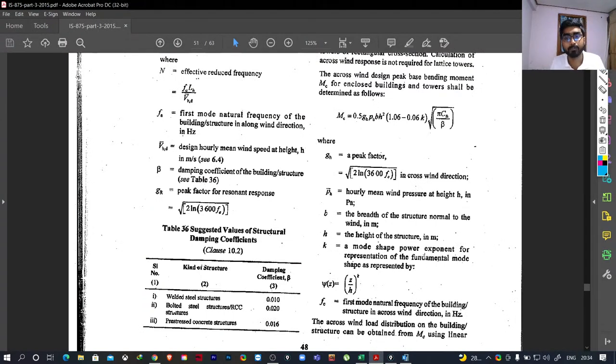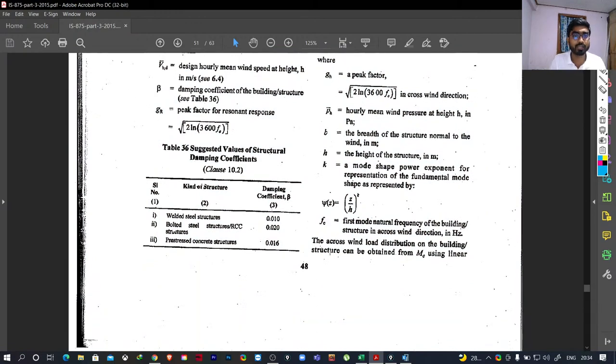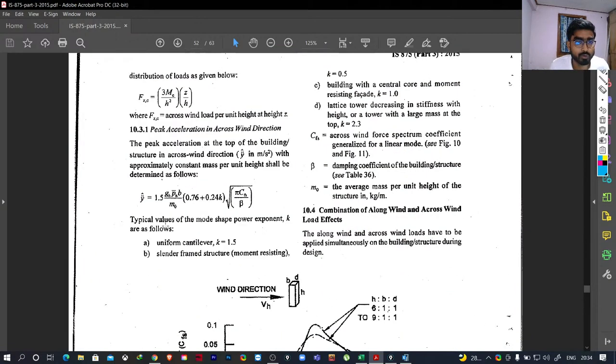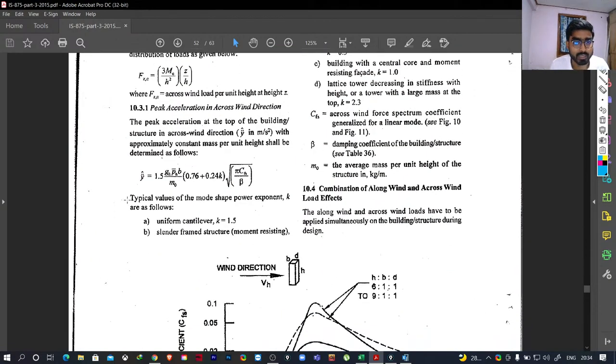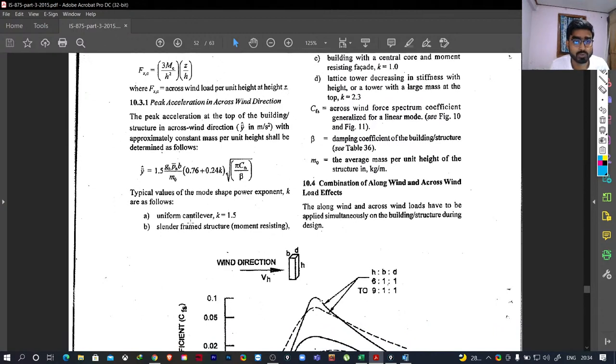K is the mode shape power exponent for the representation of the fundamental mode shape as represented by this one. Okay, this is the fundamental mode shape, but we do not need this. We need this K. Now for K, if you go to the next page, here you can see the typical values for mode shape power exponent K as follows. Uniform cantilever, K is equal to 1.5, means if you are considering the structure as a uniform cantilever.